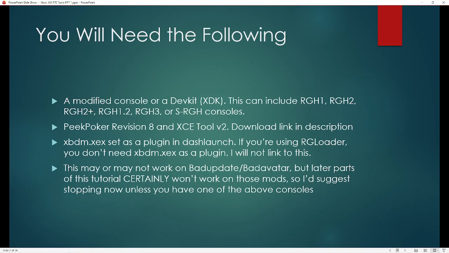Before we even begin, you're going to need several things. You're going to need a modified console or a dev kit, also known as an XDK. This can include RGH1, RGH2, all the other RGH versions. You're going to need two programs. One is Peak Poker Rev 8, and the other is XCE Tool V2. Download link will be in the description.